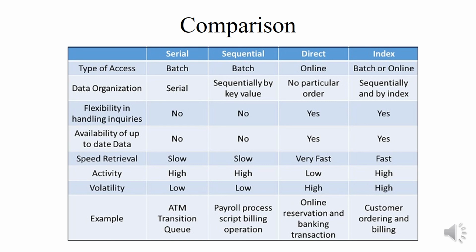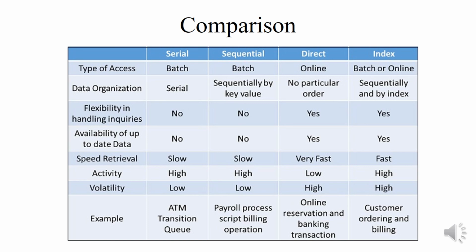So here is the comparison between serial, sequential, direct and indexed. There are different categories: type of access, data organization, flexibility, availability of up-to-date data, speed of retrieval, activity, and volatility. For type of access, serial is batch, sequential is batch, direct is online, and indexed is batch or online. For data organization, serial is serial, sequential is sequential, direct has no particular order, and indexed is sequential and by index.